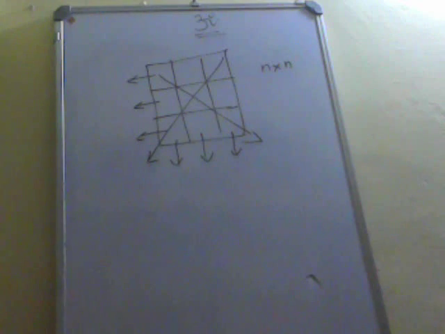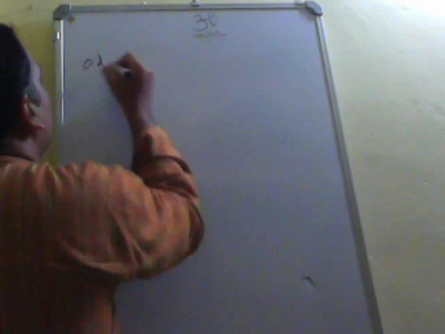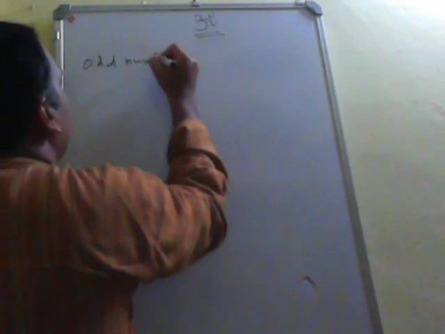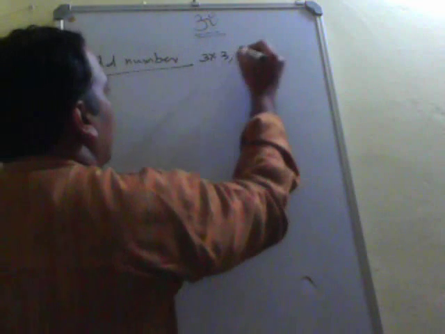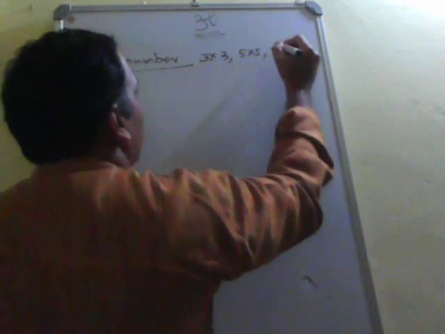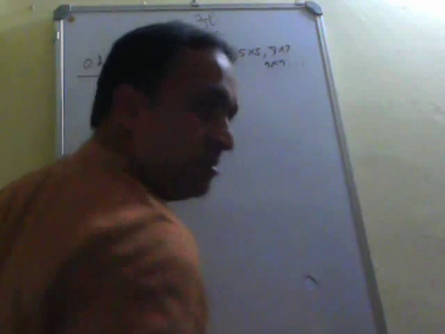Then it is called a magic square. Okay, how to write a magic square? Now first I will take an odd number. Two cases are there. Odd number means not divisible by 2: 3 by 3, 5 by 5, 7 by 7, 9 by 9, etc.